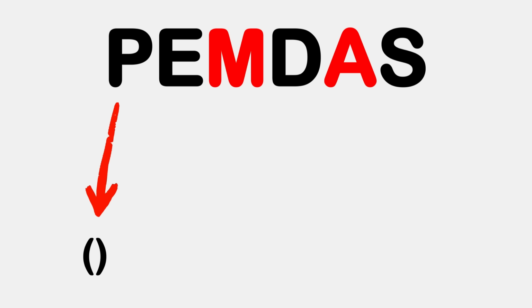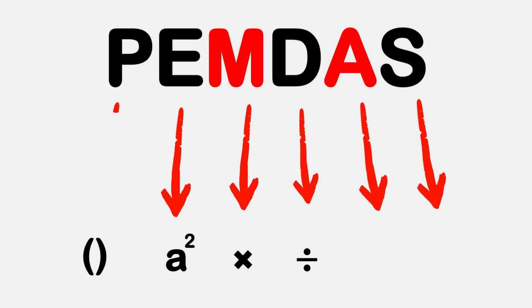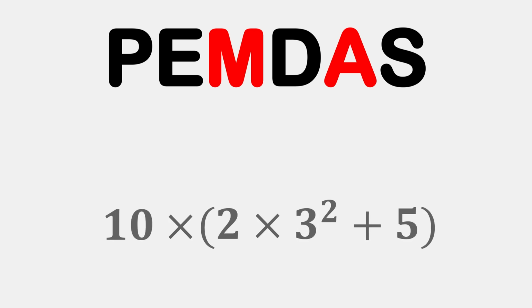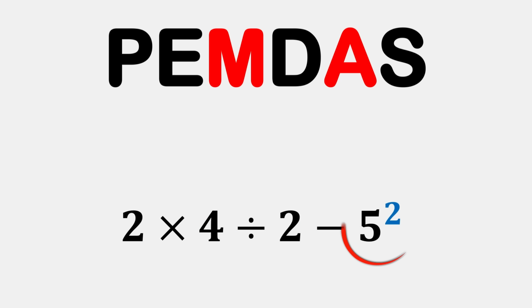Each of those words stands for a step that must be followed in order from P to S. P stands for parentheses. E stands for exponents. M and D stand for multiplication and division. A and S stand for addition and subtraction. This phrase acts like a checklist. Parentheses always come first. If you see brackets, solve everything inside them first. Next, we have exponents. For example, in this expression, you must solve the power inside the parentheses before anything else. And in this one, that 5 squared at the end is your top priority.